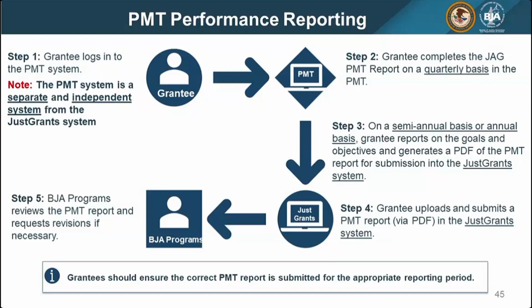For those of you who are familiar with the PMT, I did want to let you know that we are in the process of updating the performance reports. And I would say stay tuned for a new and revised PMT coming soon.